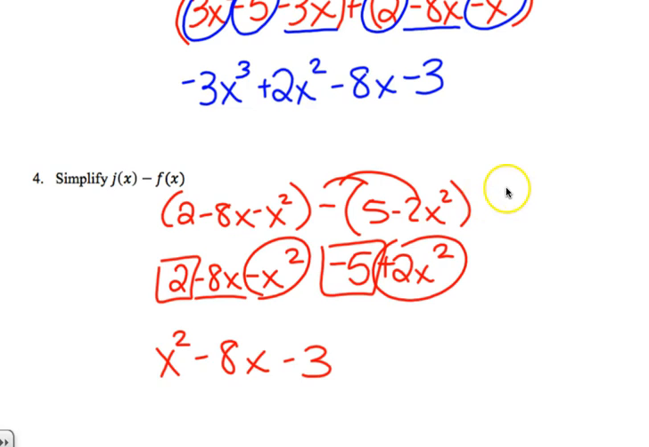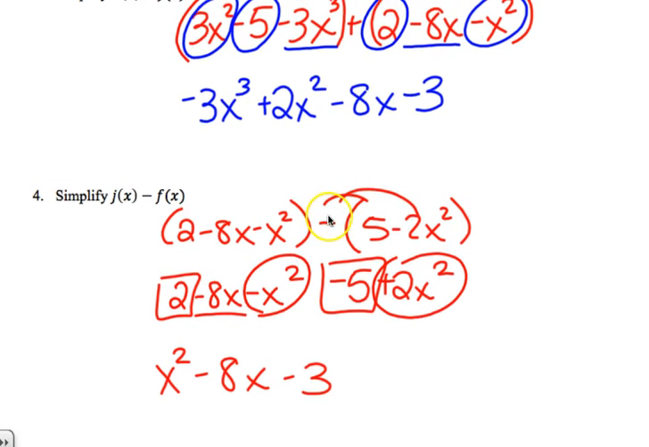Last one. This one was a tricky one because you did have to put a negative, and then you had to have the f of x expression and make it a negative 5 and a positive 2x squared. Again, I started with my highest exponents. 1x squared is the same as x squared. Nothing to combine with a negative 8x. 2 minus 5 was negative 3.